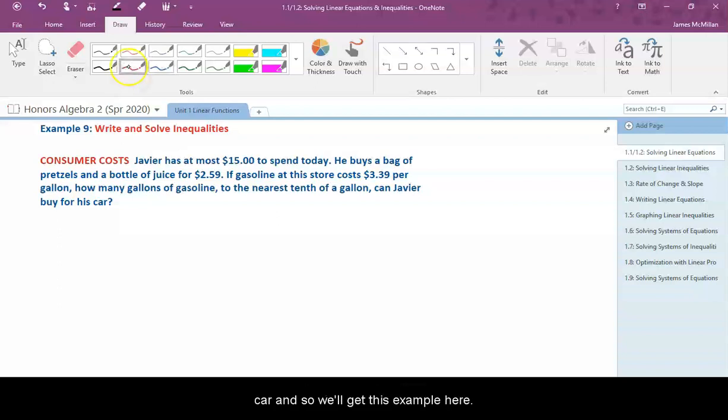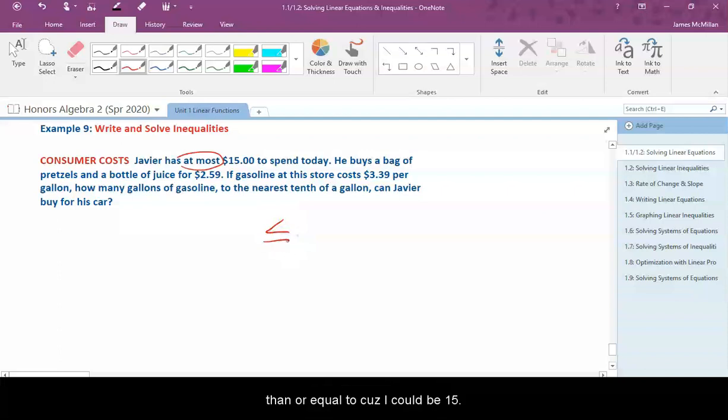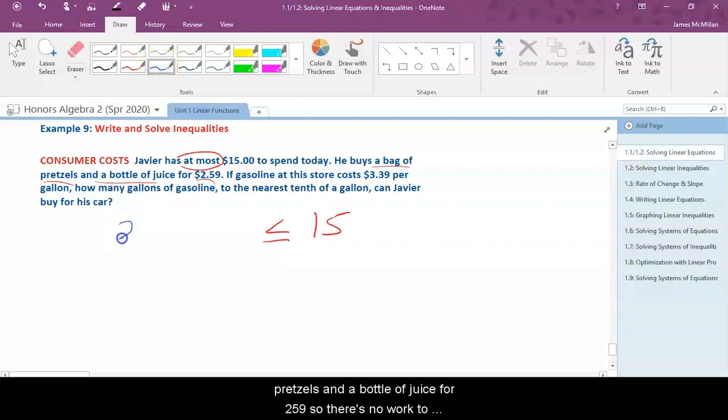And so when we look at this example here, at most, when we think about at most, we're thinking about what type of inequality is going to treat that. At most means I can be no more than this 15. So whatever's on the other side has to be smaller than 15. So I'm going to have less than or equal to, because I could be 15. Everything on the left-hand side, he bought a bag of pretzels and a bottle of juice for $2.59. So there's no work to do there. That's just the $2.59 together.